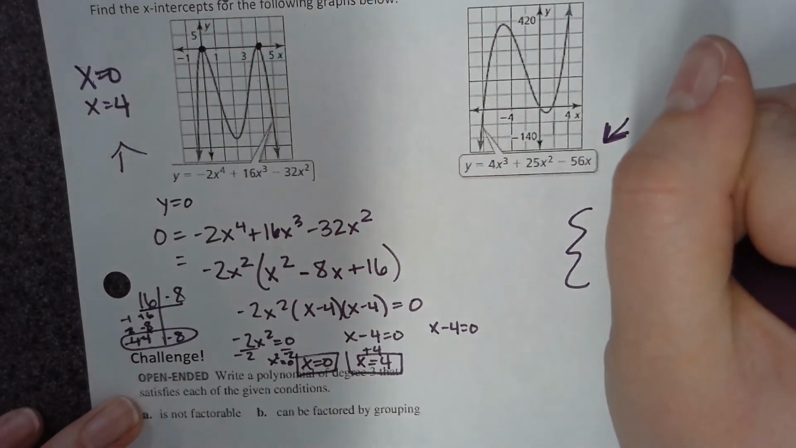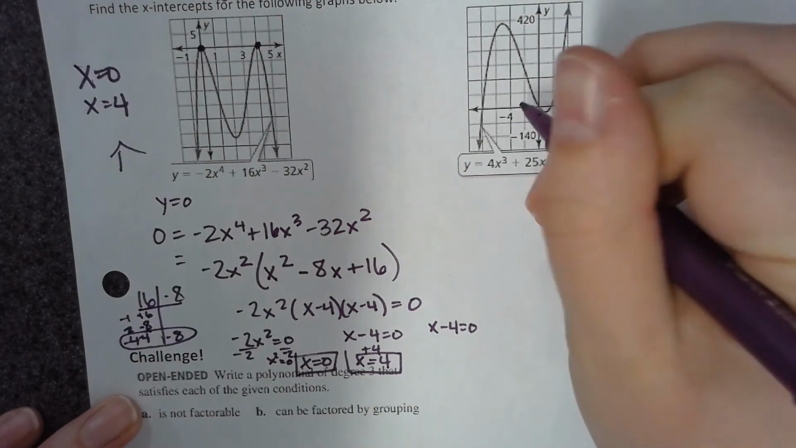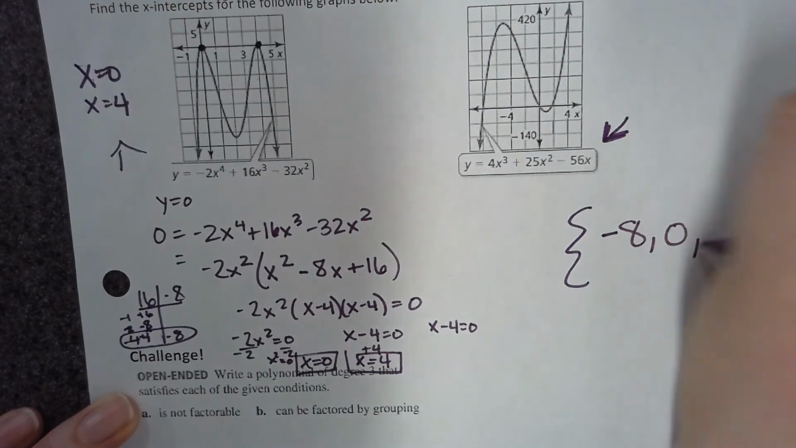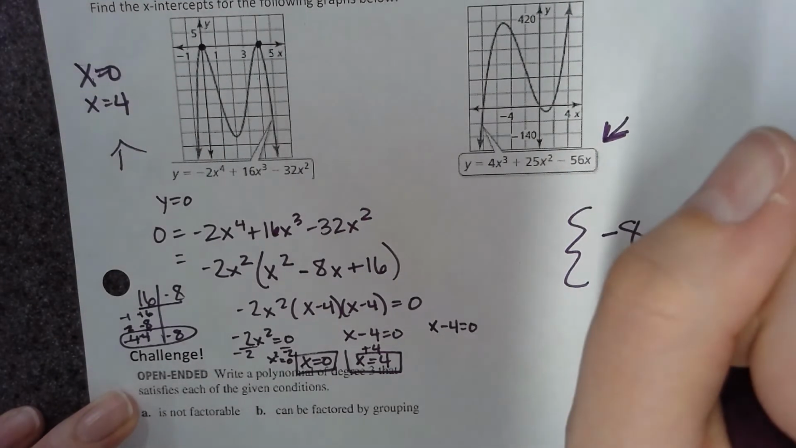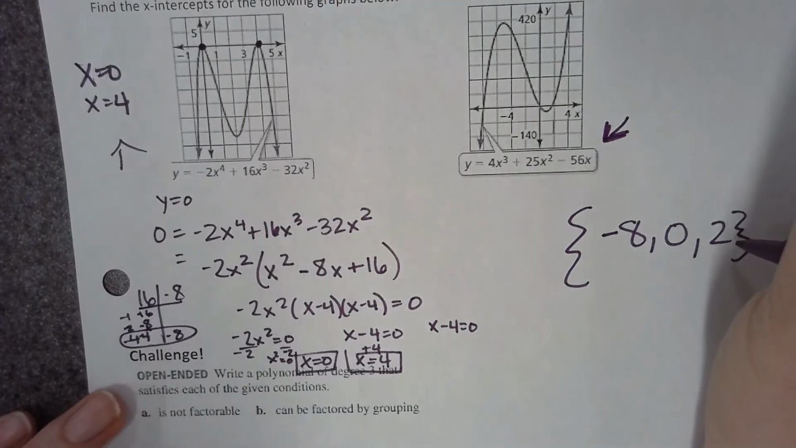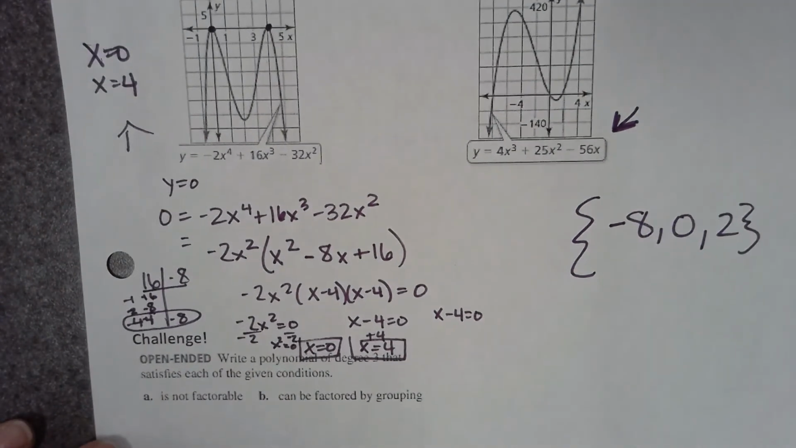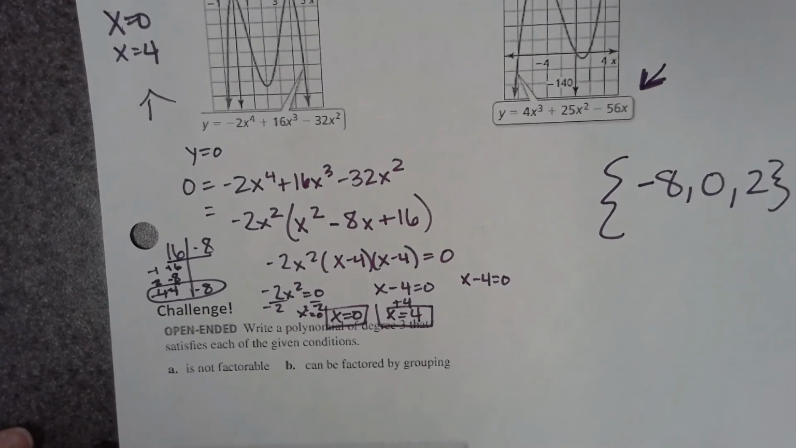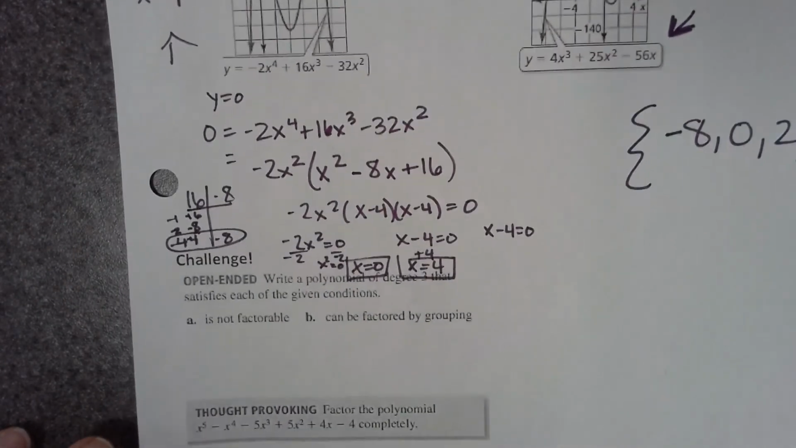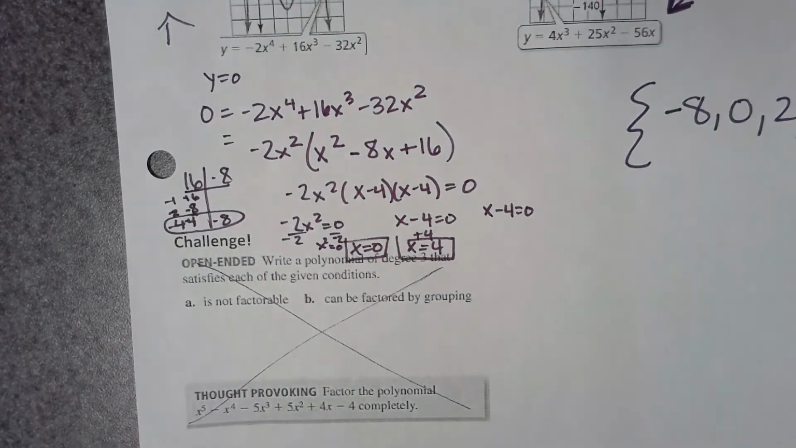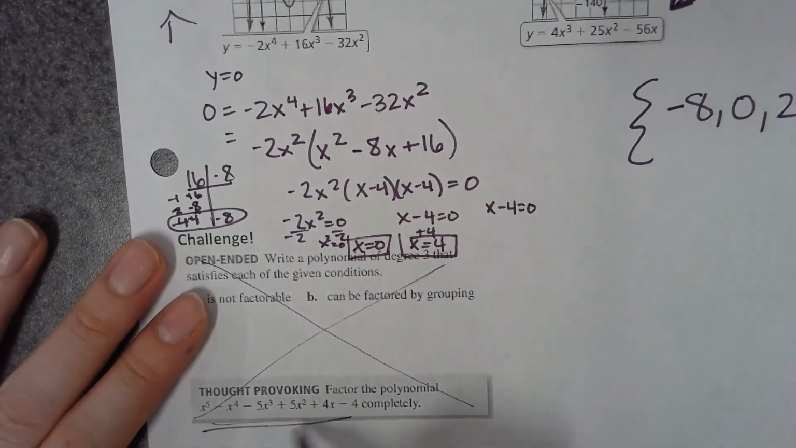Okay, so your answers would be negative 8, 0, and 2, approximately. Okay. If I'm wrong, it's okay. Just go off of what you believe is correct. Okay. All right. You don't have to do these last two. Unless you really want to, this one's actually super fun if you want to do that one.